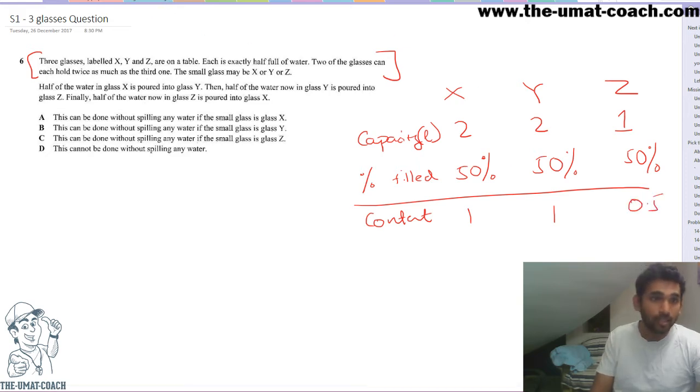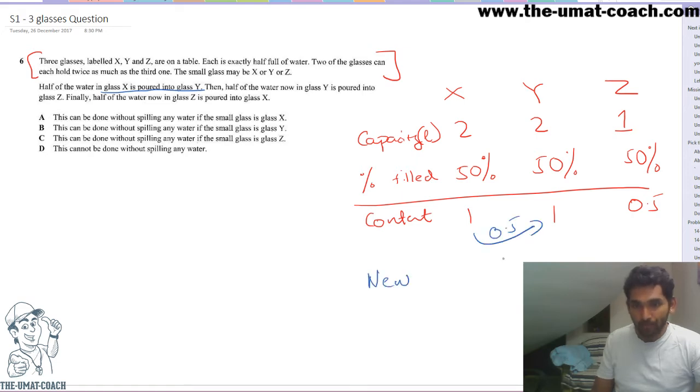Okay, so that's how you set it up, with the assumption that X and Y hold 2 liters, and Z can hold a capacity of maximum 1 liter. Okay, so half the glass X is poured into Y. So from 1, 0.5 goes over there, and we're left with 0.5, and this one becomes 1.5. Then half of Y is poured into Z. So from 1.5, 0.75 goes over, and we're left with 0.75.